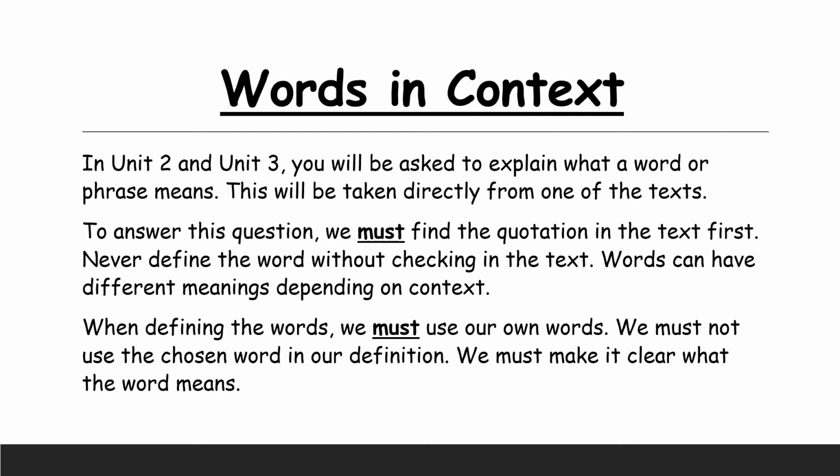If I'm explaining to someone what a camera is and they don't know what a camera is, there's no point in me using the word. So we must not use that chosen word in our definition. We must make it clear what the word means. At the end of our explanation, the other person, the examiner, should be able to see quite clearly that you know what that word means.